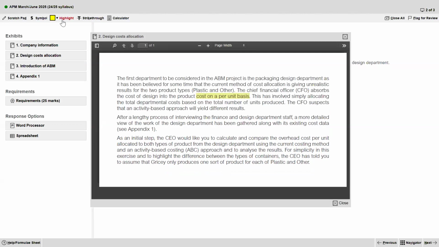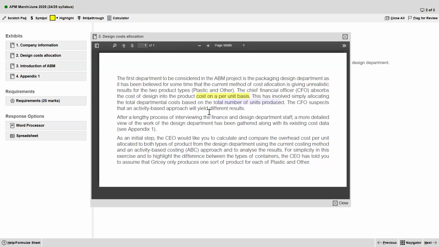So how do they actually absorb the cost? On a per unit basis. Now what next is there? The next situation is this has involved simply allocating the total departmental cost based on total number of units produced. The CFO suspects that an activity-based costing approach will yield different results.